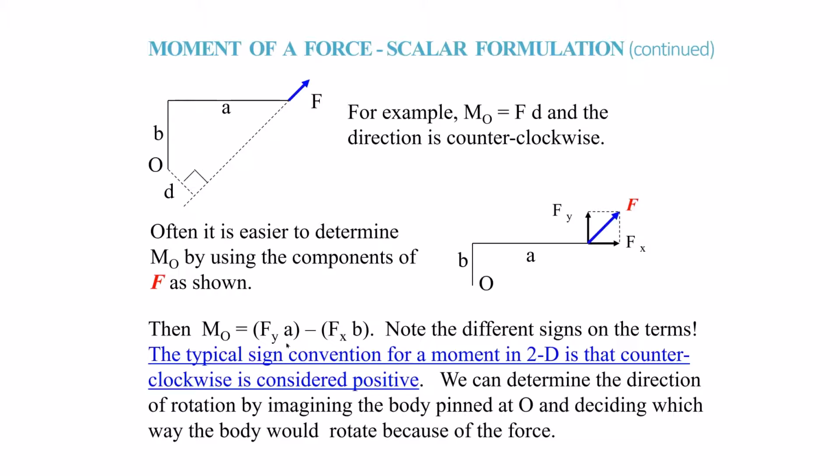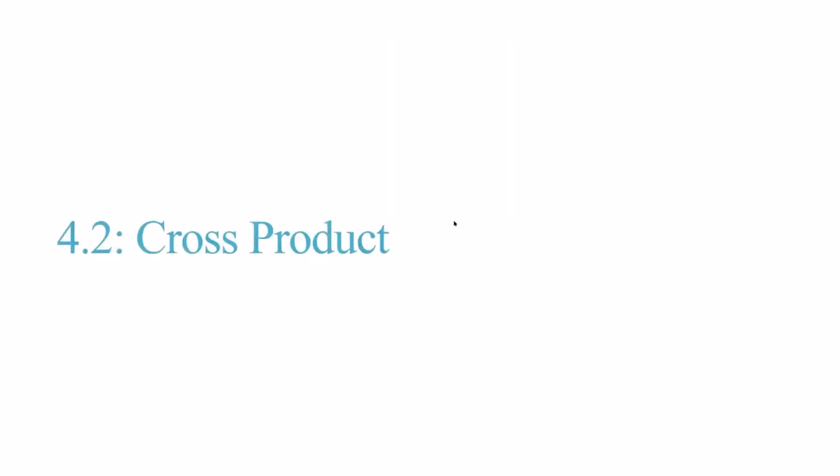The reason the first one is positive, of course, is because it would cause counterclockwise rotation about the origin, or about O. And then it's negative here because this force would cause this to try to rotate in a clockwise fashion, okay? All right. The next thing is cross product. So that's the overview of 2D. We have a bunch of examples that we'll take a look at as we go along when we get into the third section.